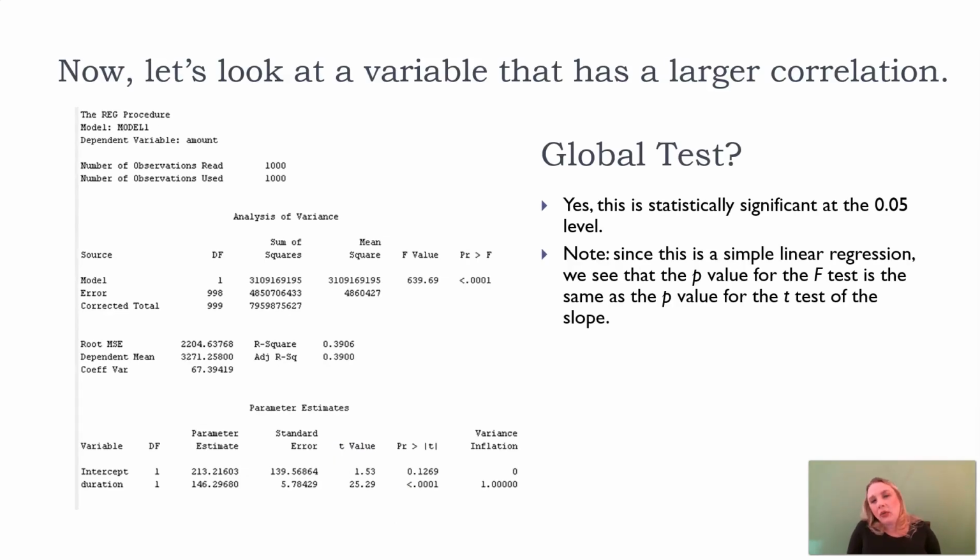So now let's look at duration to predict our amount. So once again, the first thing that I'm going to see here is that my global test is statistically significant at the 0.05 level. Once again, since this is a simple linear regression, the results of my F-test and my t-test are going to be the same in terms of whether or not this is statistically significant. Because remember here, we're saying, does one of my slopes have a difference from 0? And here I only have one slope, so it really should be different from 0.